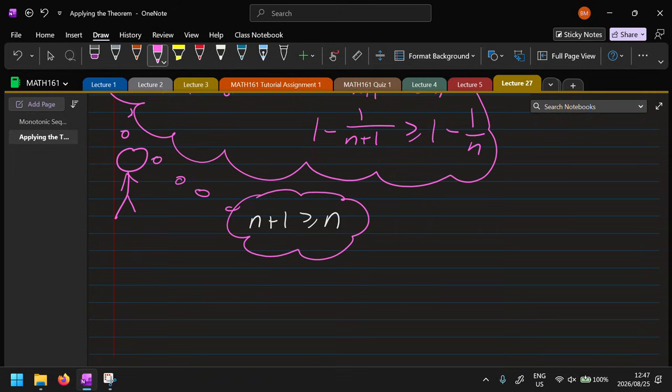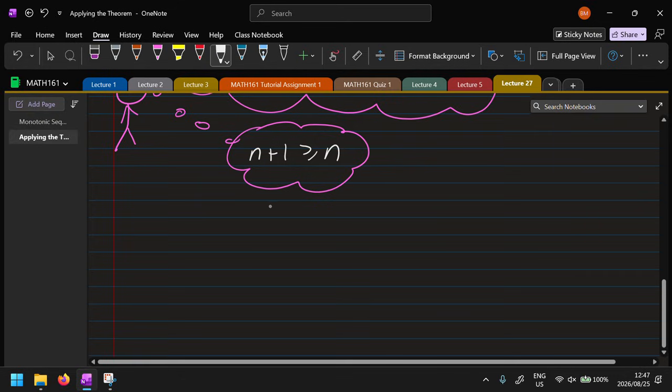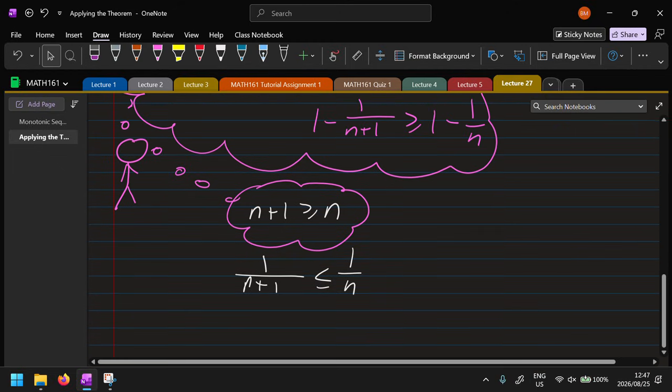Not greater than or equal to, less than or equal to. But yeah, that's fine. Let's see how that goes. So she wants to take the reciprocal. That's good. Remember, the inequality swaps. 3 is bigger than 2, but if you swap them around, a third is less than a half, right? It swaps. Good. So that's getting close to what we want in the pink there. There's some stuff we still need to do, but that's fine.